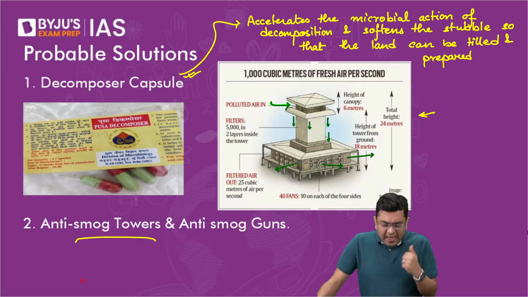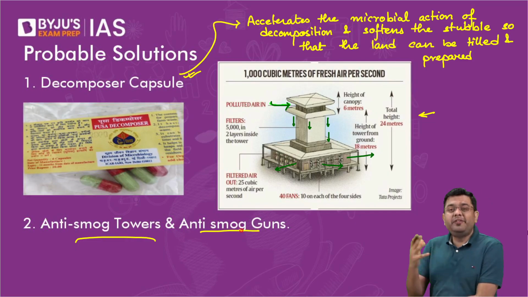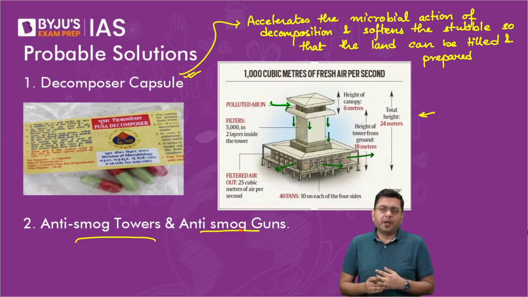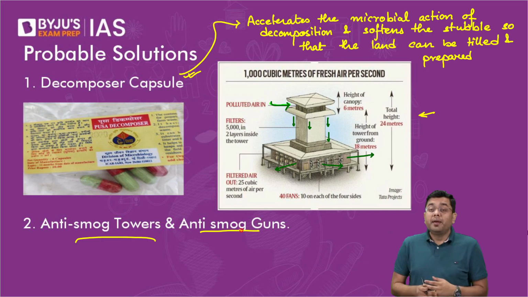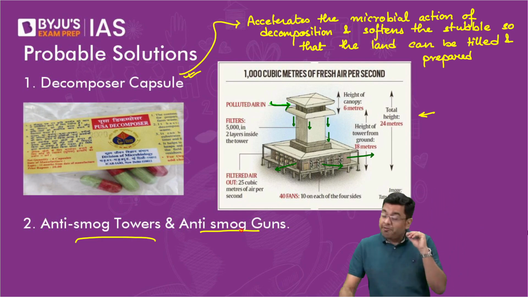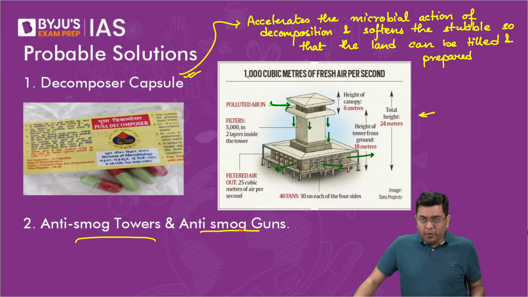Then another thing that many cities have started doing is anti-smog guns. Now, anti-smog guns, you'll find deployed in almost all the major municipalities of the country early in the morning, where basically water is sprayed in the air. So you have very tiny droplets of water sprayed in the air, and the prime purpose is to get rid of the pollutants, the particulate matter, and get them deposited on the ground surface.